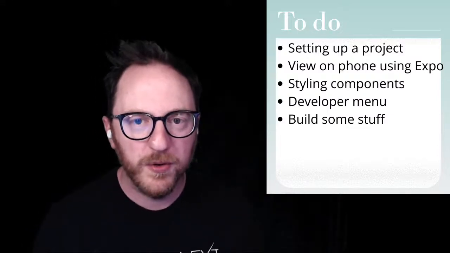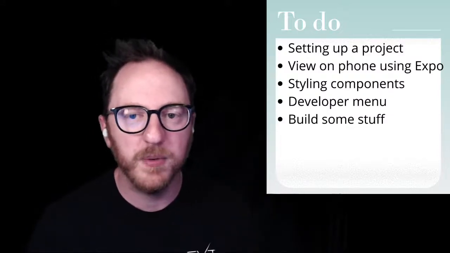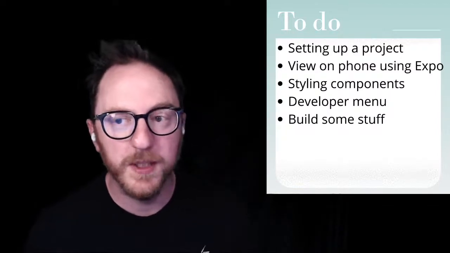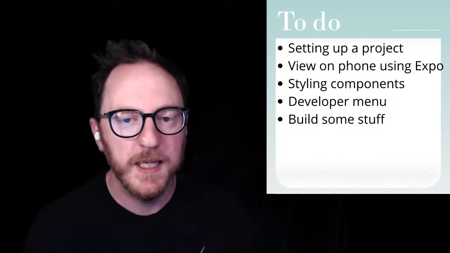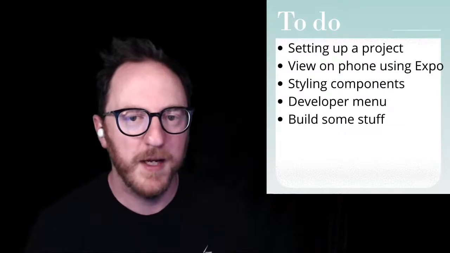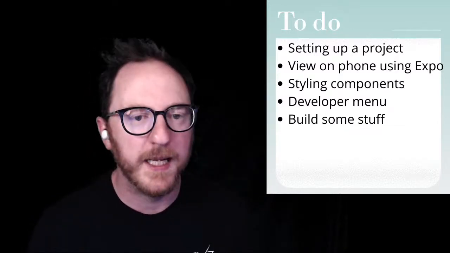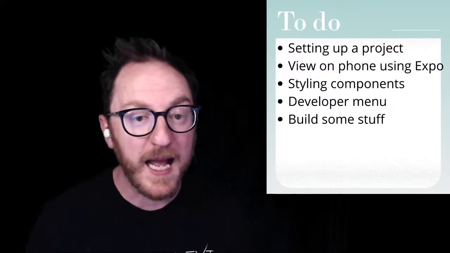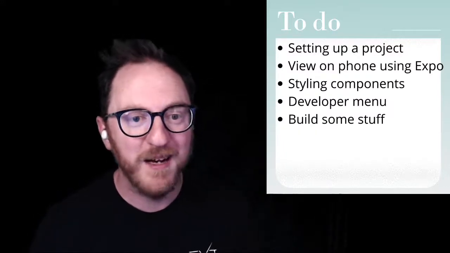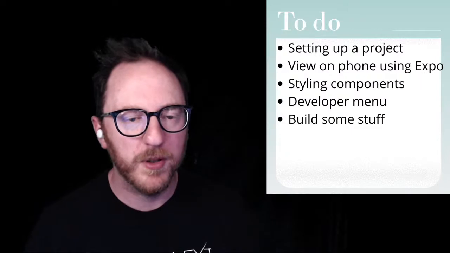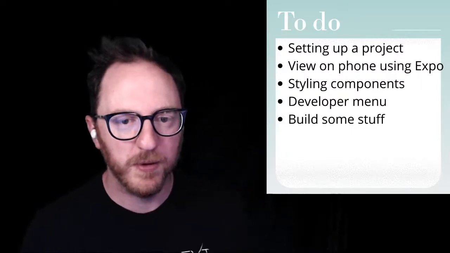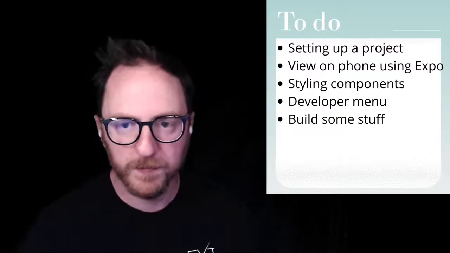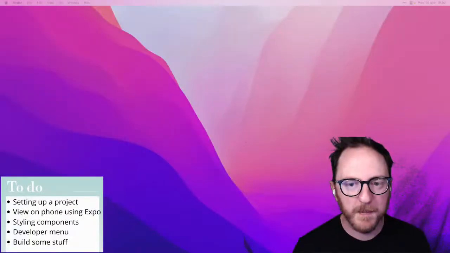So we're going to go through this to-do list. We're going to set up a project. We're going to see about viewing it on our phone. We're going to look at styling some components and some developer menu stuff, and then we'll build some stuff. I'm not quite sure how far we're going to get. I'm cutting off at 4, so this will be an hour of your life, but I'm hoping to do a couple more of these in the coming weeks to explore this and dive a little bit deeper. Cool. So that's where we're going, and that's where we're at.